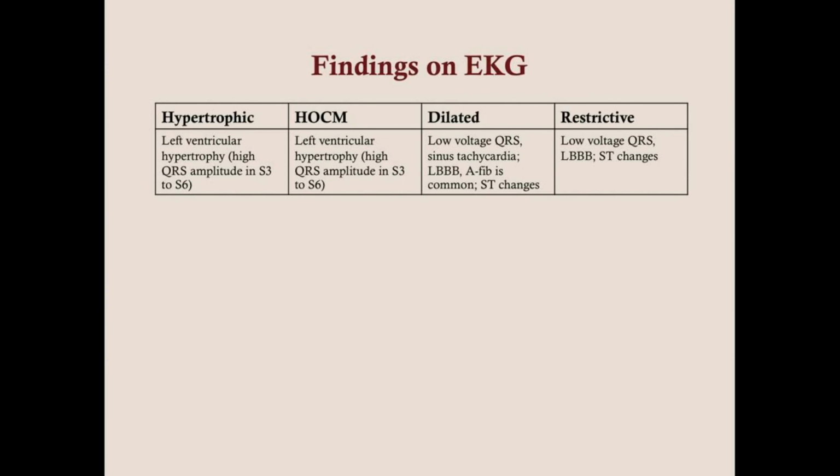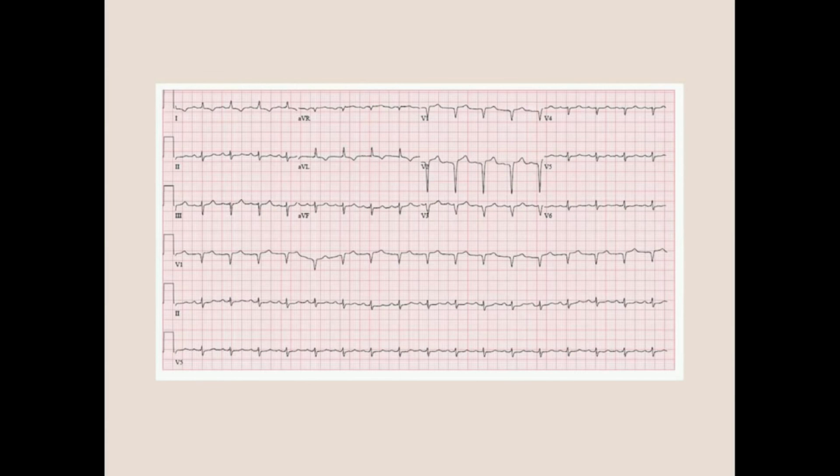With restrictive cardiomyopathy, you'll see low voltage QRS. Sometimes you can see left bundle branch blocks and some ST changes. Let's see if we saw that on here. If any left bundle branch blocks. It's hard to kind of notice. I don't see any left bundle branch blocks jumping out at me. This might be one right here. This might be a, I don't know. But yeah, I don't see any specific findings like that. But definitely the reduced QRS voltage.